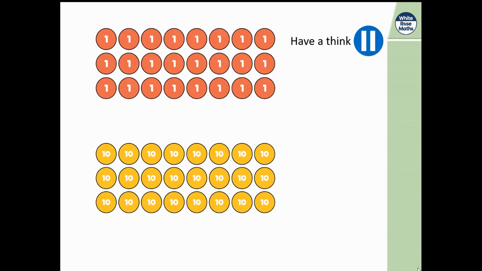Right, let's have a think here. So how many ones have I got? I've got 1, 2, 3, 4, 5, 6, 7, 8 groups of ones, and in each group I have got 3 ones. So that's the same as 8 multiplied by 3 ones, which is equal to 24 ones. 8 times 3 equals 24.